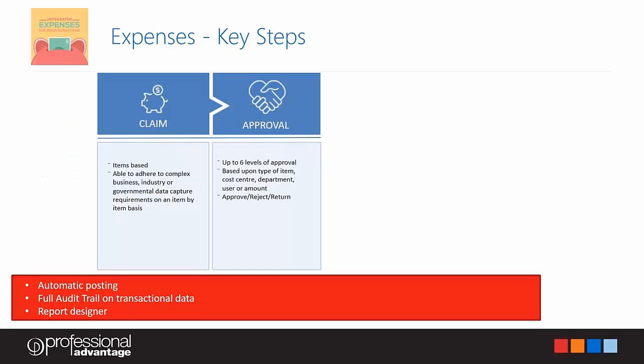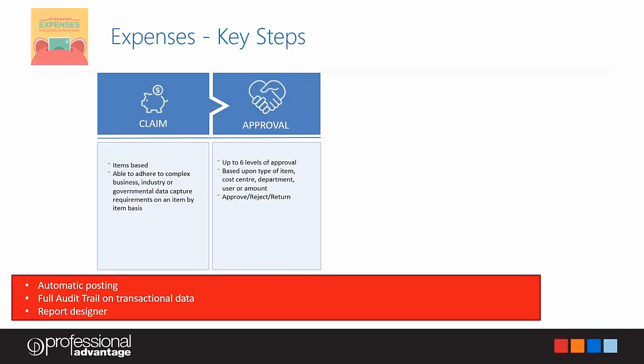There are two key steps in the expense process. The first step is that a user logs in via a browser to raise their expense claim. They submit the claim for approval, and then an email is sent by the system to the expense approvers, and those approvers then log into the system and they're able to approve those particular items.